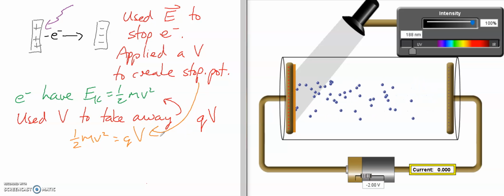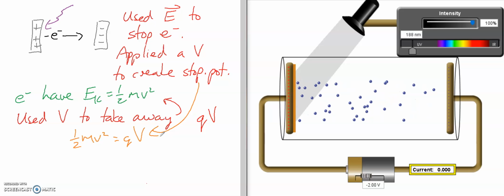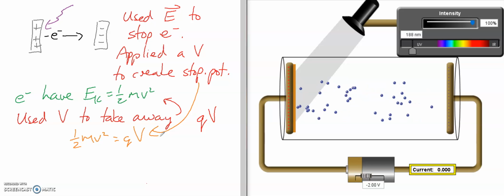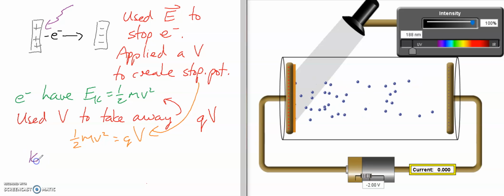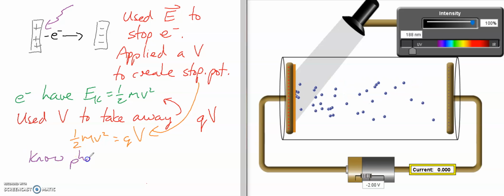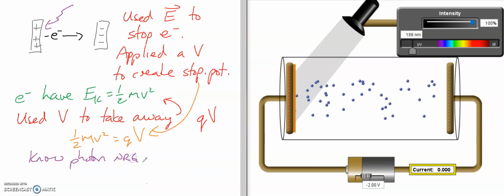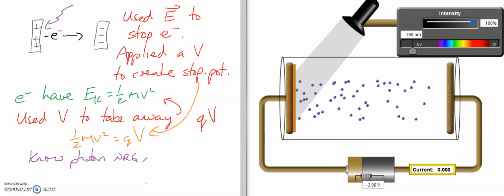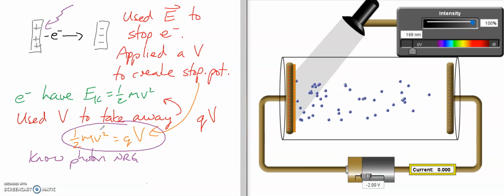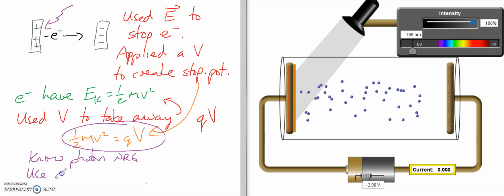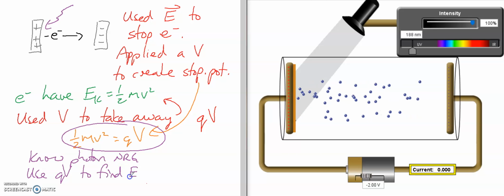Now, why would you want to do this? Well, really simple. You know what material you're using. You know the energy of the photons coming in. So you know the photon energy, the energy that's actually coming in. You now know what the kinetic energy is by using stopping potential. So you use the QV in order to actually find the EK.